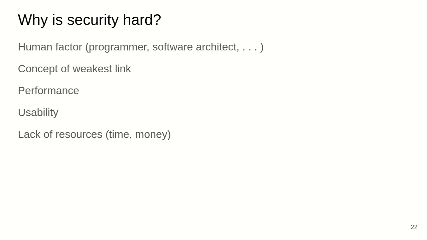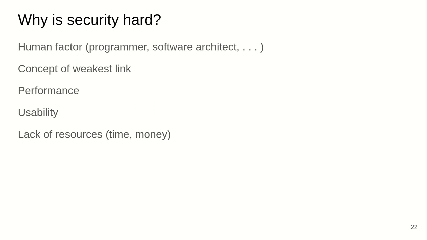The concept of the weakest link is also quite severe. As a defender, we need to protect against the exploitation of all vulnerabilities, whereas an attacker only needs to find one vulnerability that is exploitable. So there's an inherent imbalance between the attacker and the defender. The defender needs to protect against the exploitation of all bugs, whereas the attacker only needs to find one bug that is not sufficiently protected.